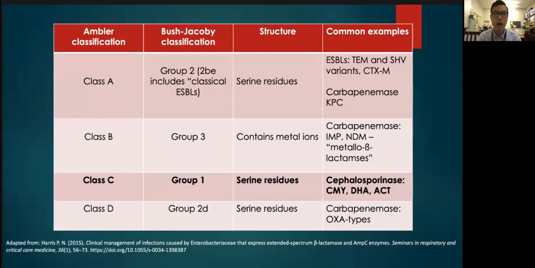AmpCs are class C serine betalactamases, which are enzymes that can inactivate betalactam antibiotics. An example where this might be important and pose a dilemma is, for instance, Enterobacter cloacae is isolated from your patient and it is susceptible to ceftriaxone, and the patient is placed on ceftriaxone, and you find the MIC increases and can no longer be considered as susceptible to that agent.